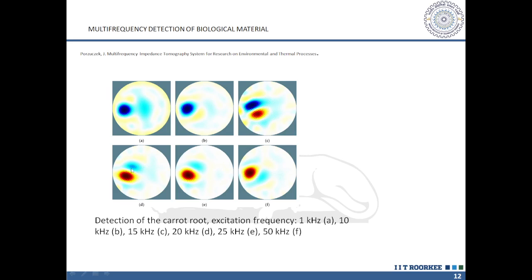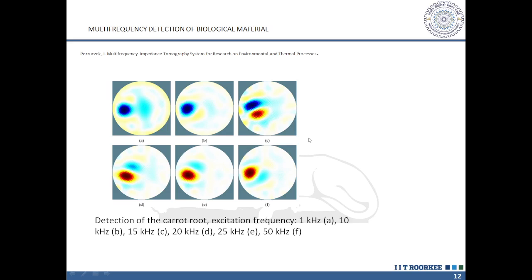So if we again increase it, the blue part starts decreasing its conducting. So means the admittivity or conductivity is changing. Again, if we are increasing the frequency, the image is changing, like E and F if we apply 25 kilohertz and 50 kilohertz. So the point is this: why multiple frequency is important for EIT techniques, because we are getting different images with different frequencies.